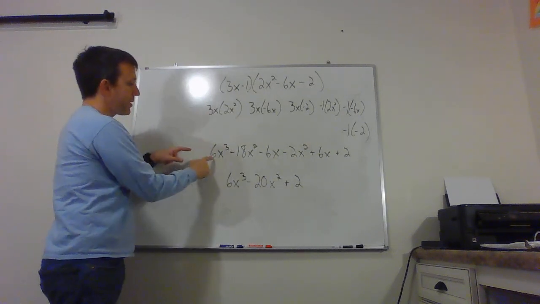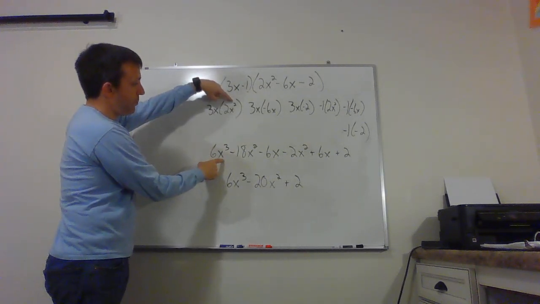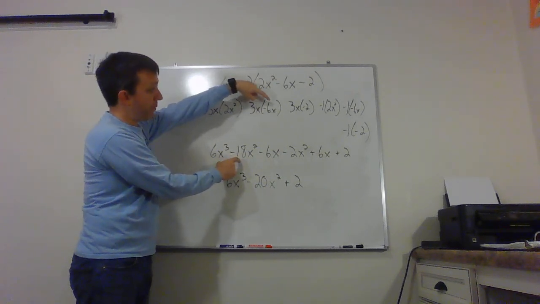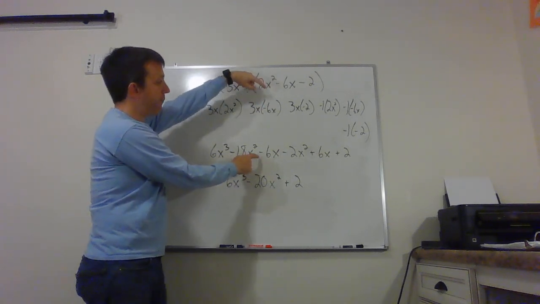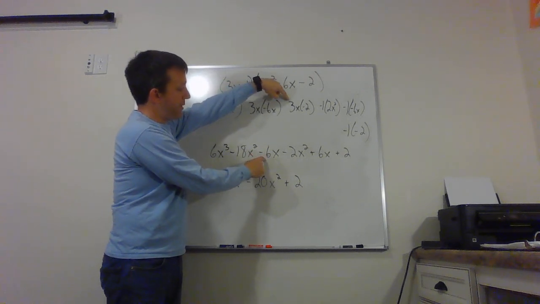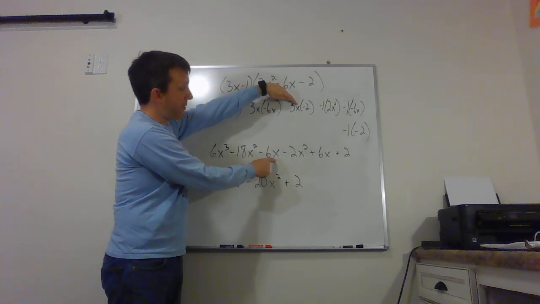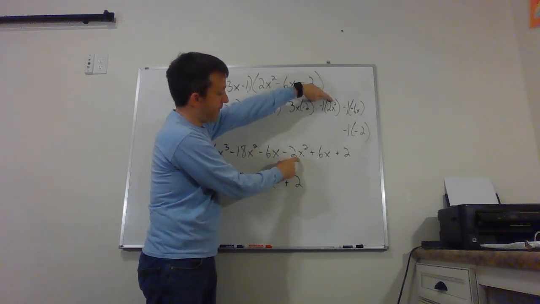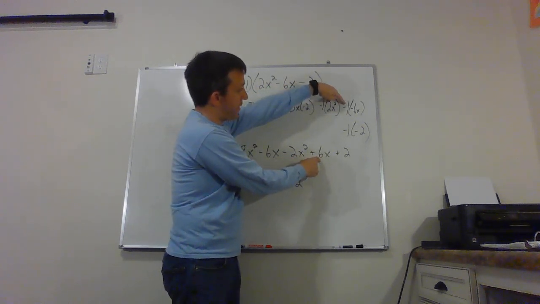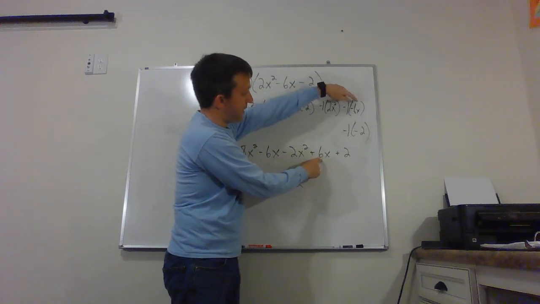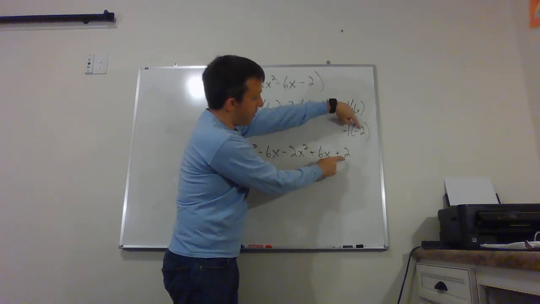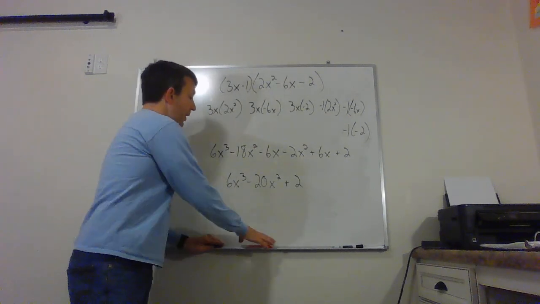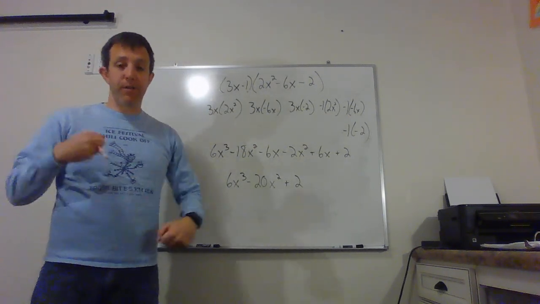So 3 times 2 is 6. 1 and 2 gives me x cubed. 3 times negative 6 gives me negative 18. 1 plus 1 gives me x squared. 3 times negative 2 is negative 6, and I just have the x. Negative 1 times 2 is negative 2. I have an x squared. Negative 1 times negative 6 is 6, so I get 6 with the x. And negative 1 times negative 2 is a plus 2. So that gets us here.